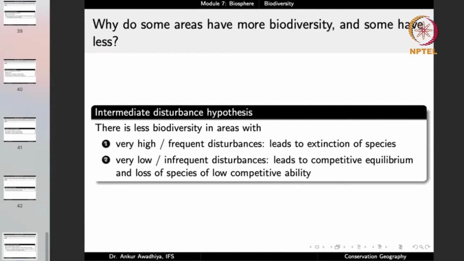Next, we have the intermediate disturbance hypothesis. If an area has a very high or frequent disturbance, such as floods every year or forest fires every year, then the species die every year and there is a huge amount of extinction. You will hardly find large biodiversity in that area. At the same time, in areas with very low or infrequent disturbances, you have a very stable condition, and so you do not require many variations for organisms to survive. In those areas you will find a set of organisms that are well suited, but you will not find anything else.